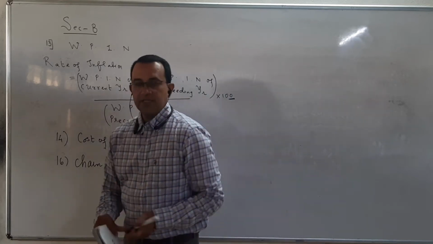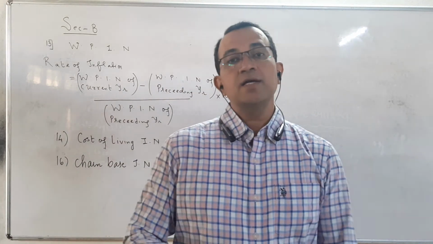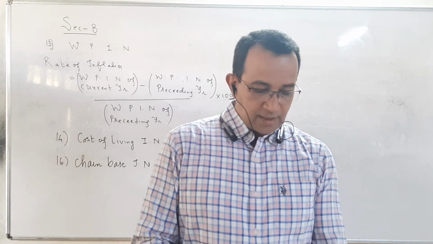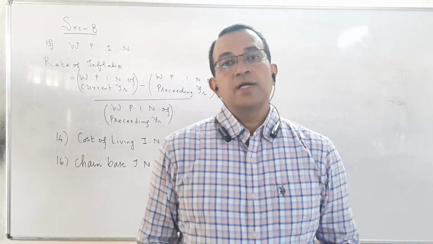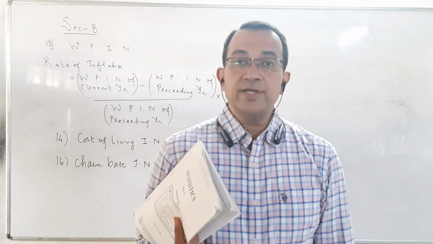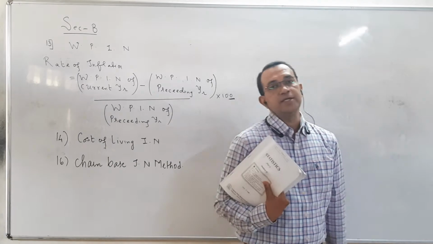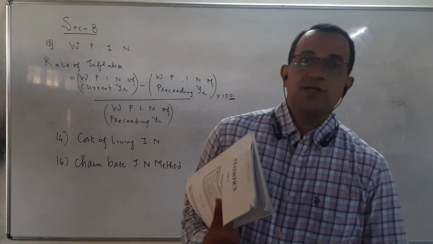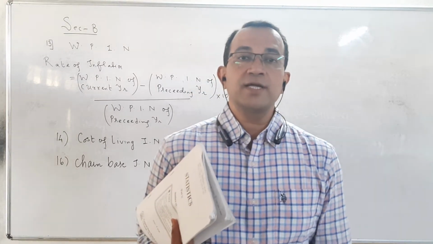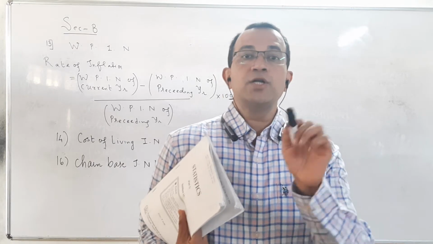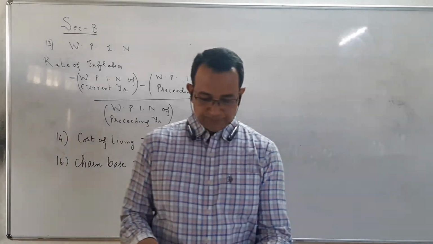What we should write, students? The answer is chain base index number method. Which is the appropriate average for construction of index number? The ideal, the best possible average is geometric mean, but due to difficulty in calculation, the weighted mean is used in practice. So the best suitable average, geometric mean. So which is the most appropriate average? Geometric mean. But due to difficulty in calculation, students, we use weighted mean.